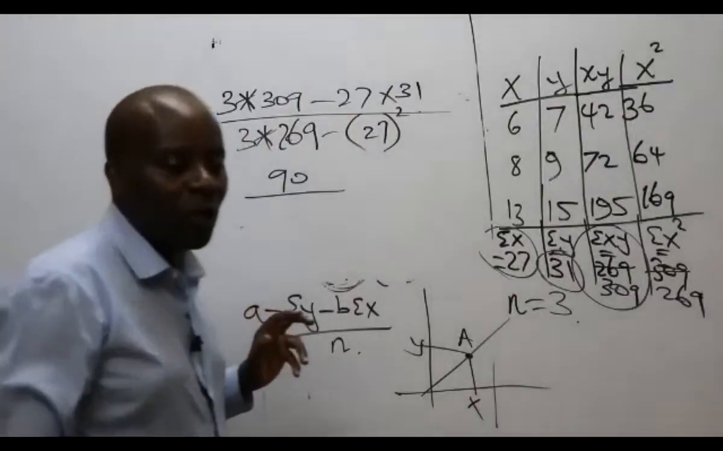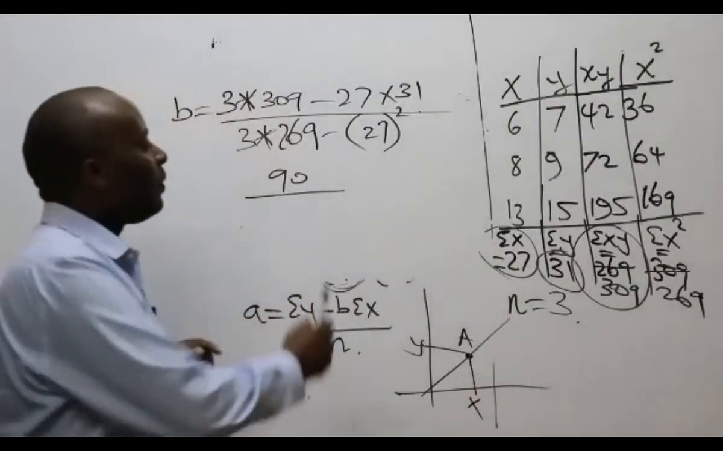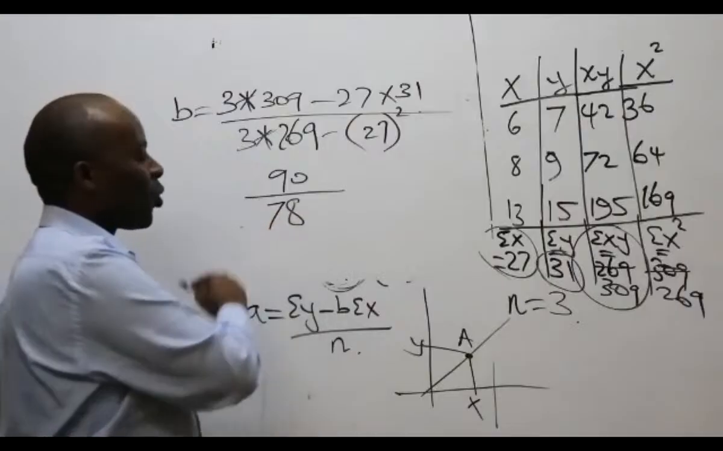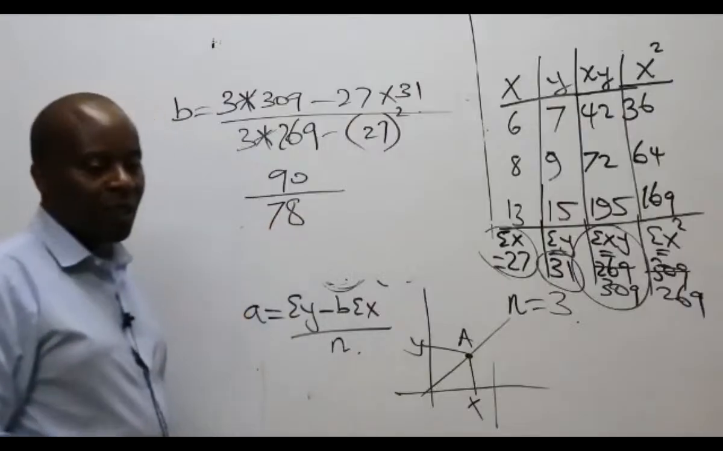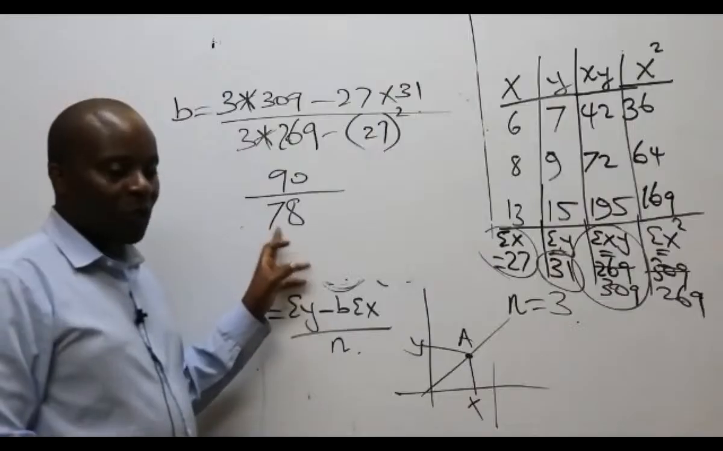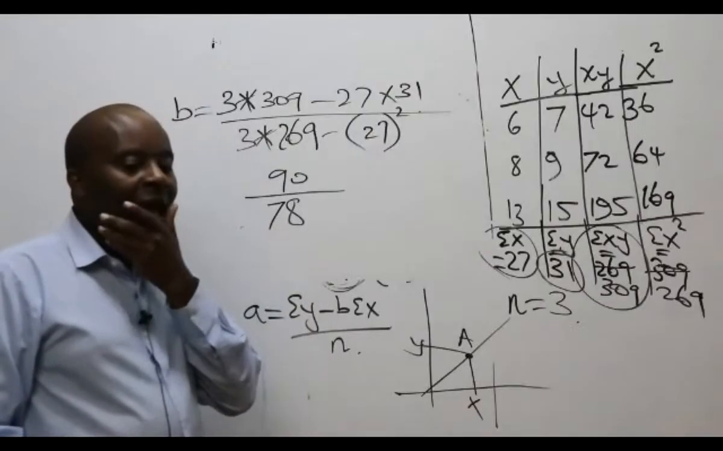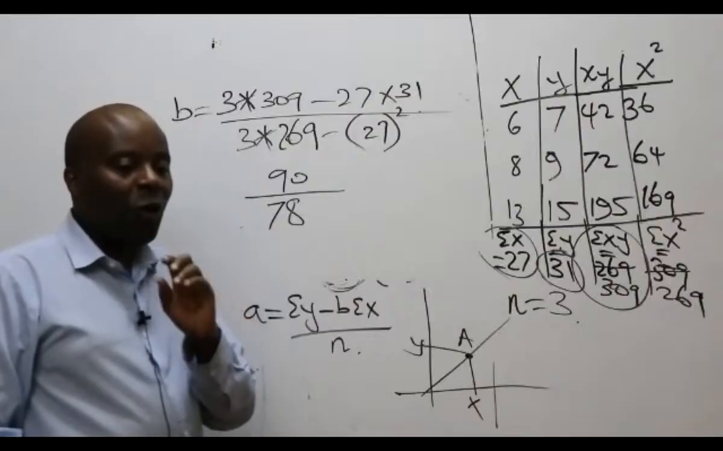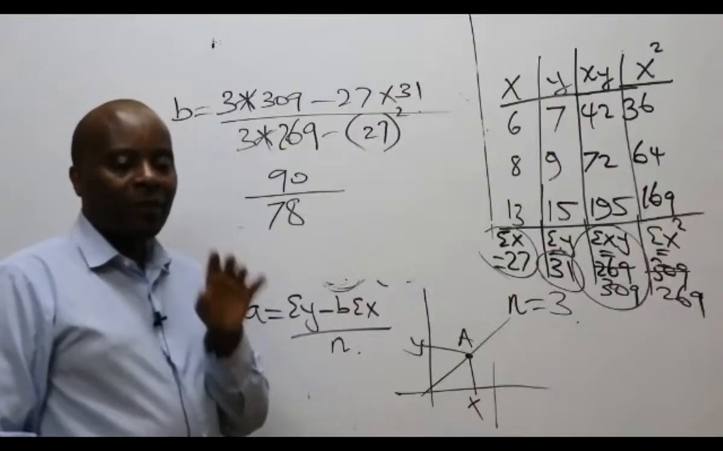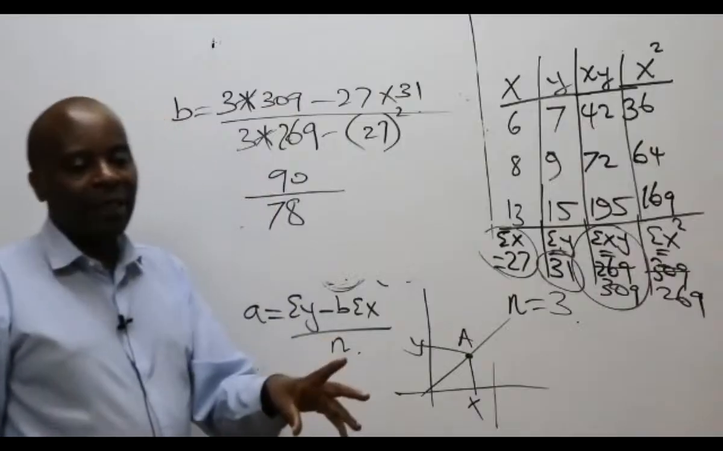27 squared, according to Fatma, gives me 78. Of course, I would want this corroborated. I would want another student to confirm whether this 78 is correct. Sharon Gaetano, very good. Collins has also confirmed the 78. Maureen has also confirmed the 78.